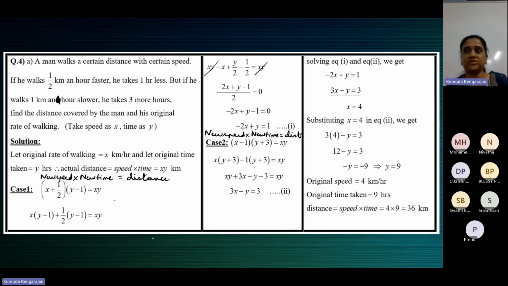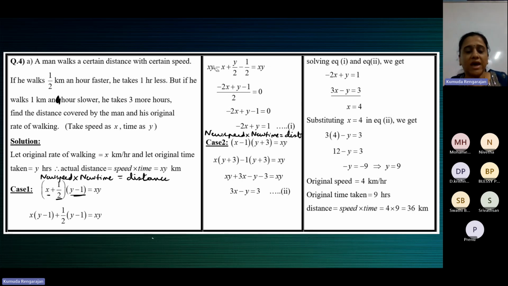Let me just tell you how the first equation is further worked. Please listen. After this, you'll have to multiply the terms in the two brackets. First term, x, multiplied by the second bracket, y minus 1. Second term, plus half, multiplied by the second bracket, y minus 1, is equal to xy. Then x into y is xy, x into minus 1 is minus x, half into y is plus half y, and plus half into minus 1 is minus half, is equal to xy.